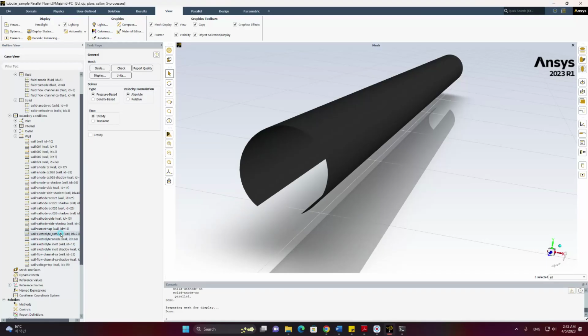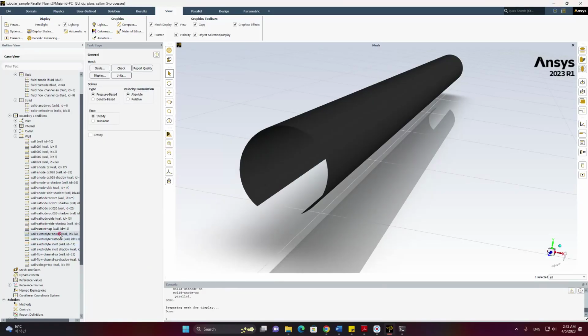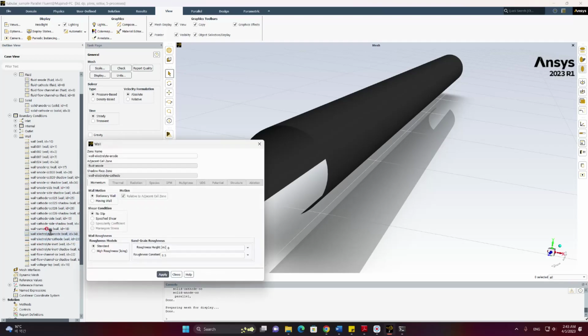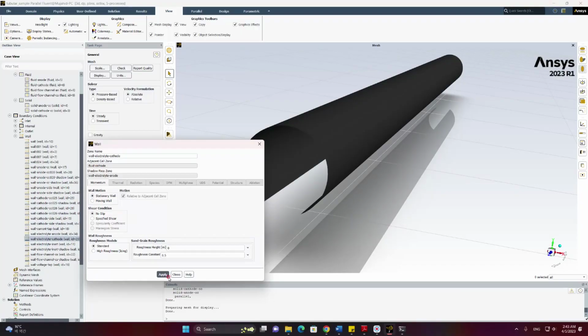So, wall electrolyte. Now we have two surfaces, wall electrolyte anode and wall electrolyte cathode. They are the shadow surfaces of each other, like this is the same surface but corresponding to different domains. If you go to the wall electrolyte anode, recheck that it corresponds to the fluid anode side, and the wall electrolyte cathode actually corresponds to the fluid cathode side.